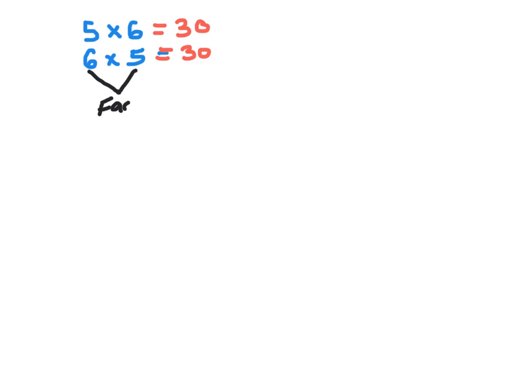So on this slide, let's try another fact family. I'm going to say 5 and 6 are factors, and those factors make 30. I can also say that 6 times 5, which are still factors, make up 30 as well. So remember, these are called factors. The 5 and the 6 are factors, and the 30 is called the product. Okay, so that's using multiplication.